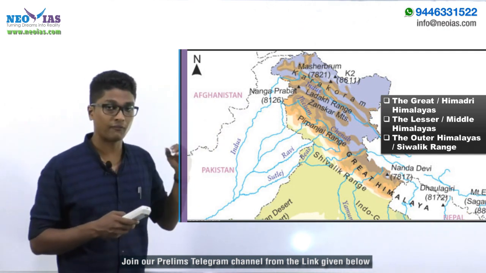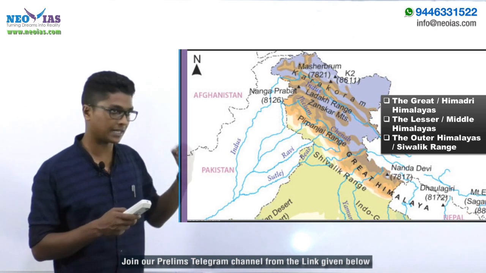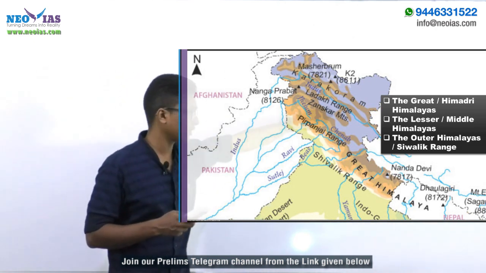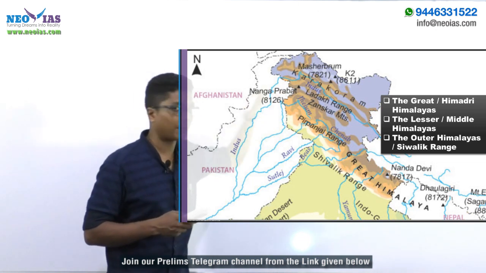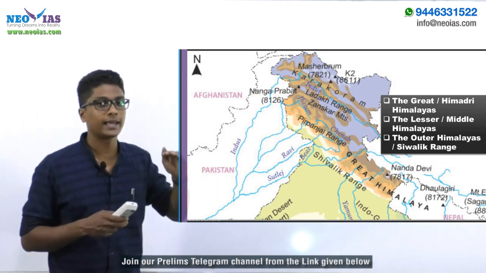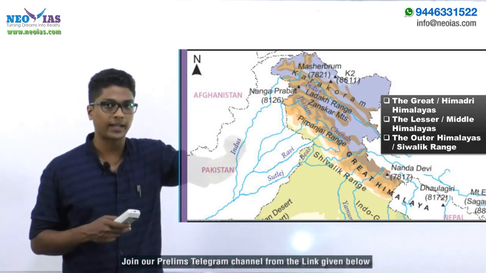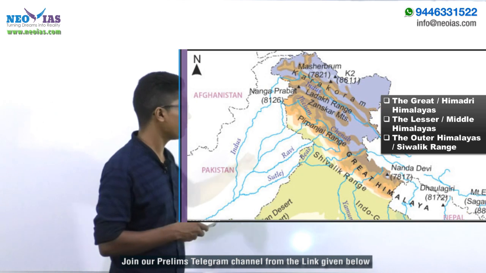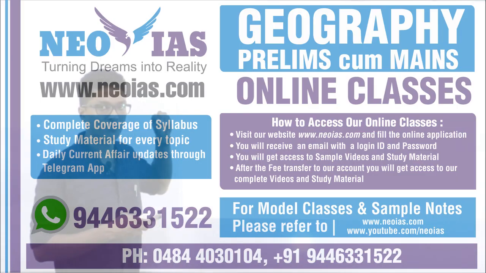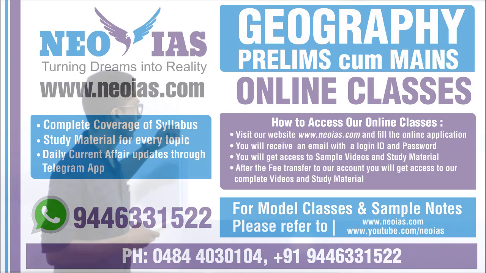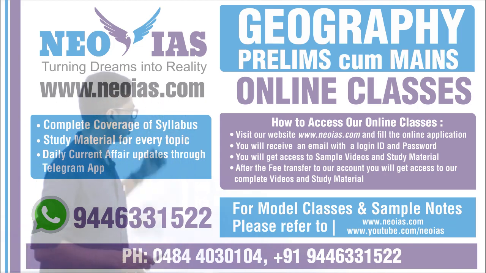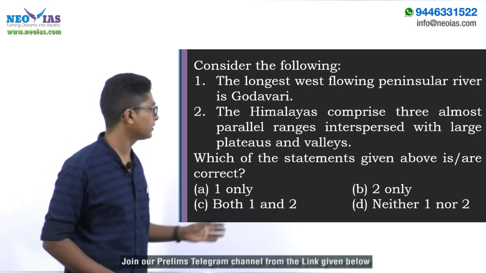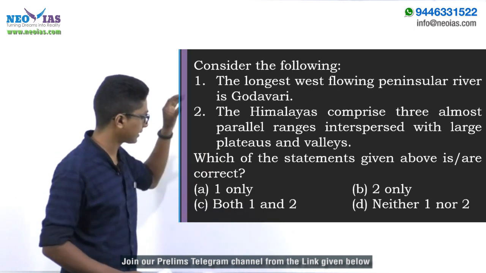The Himalayas also have valleys as well as plateaus. For example, we can consider the valley of Kashmir itself, plus the Ladakh region, which is actually a plateau. Plateaus are elevated land with a generally flat top. So in the Himalayan ranges we have valleys as well as plateaus. The second statement, the Himalayas comprise three almost parallel ranges interspersed with large plateaus and valleys, is the correct statement.